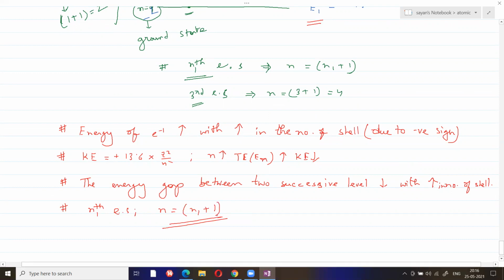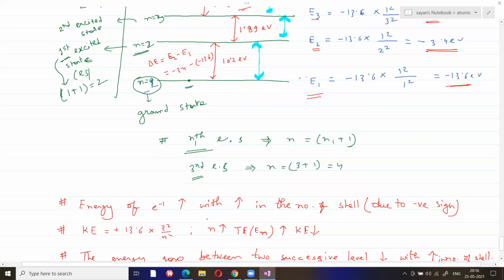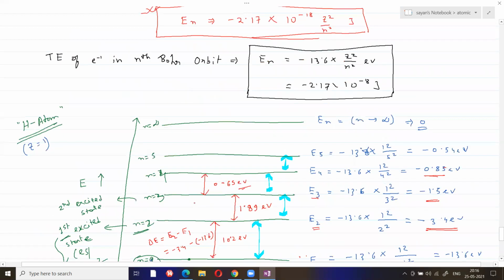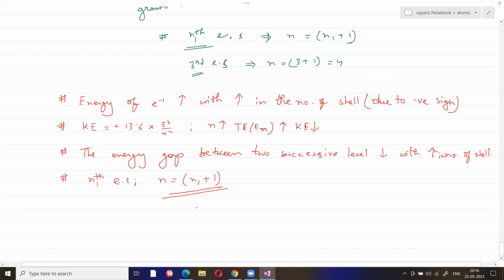Any doubt regarding this part? Up to this part is clear. Then the energy of the electron system is clear. Okay. Do you have any doubt regarding this part?